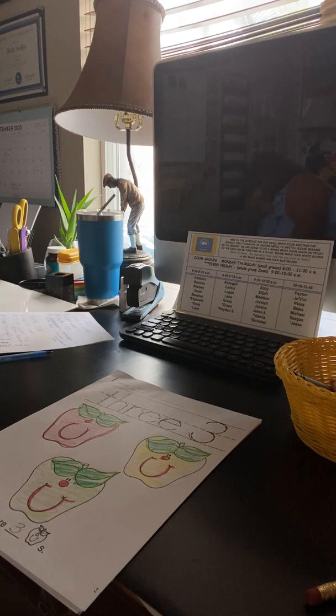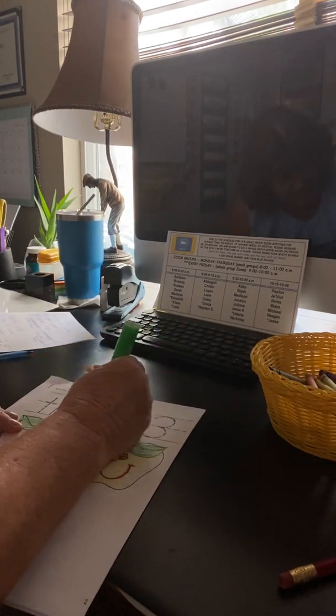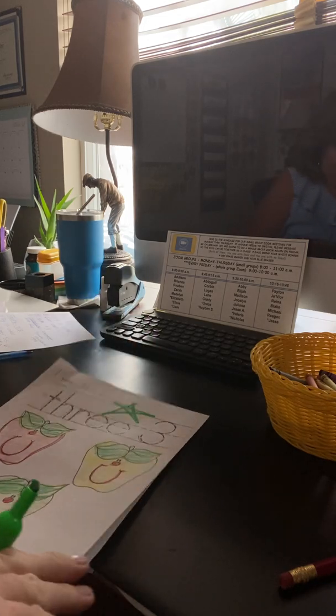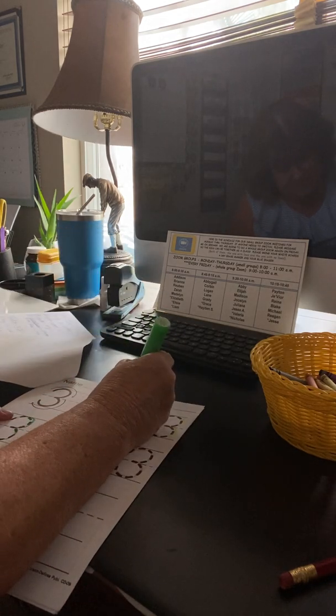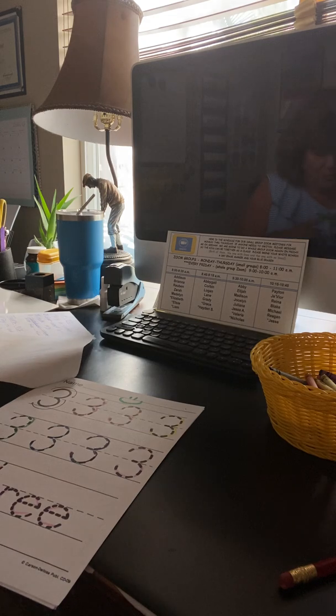I have a marker here. Let me grab this bright green one. Since we have a green apple, I'll put a star on this page and a happy face on this page. This smells like spearmint. Ooh, smells good.